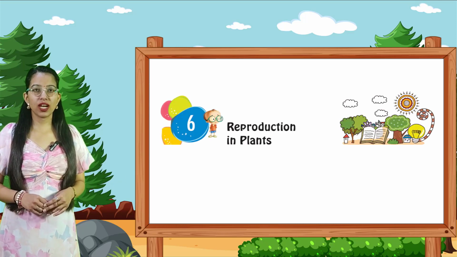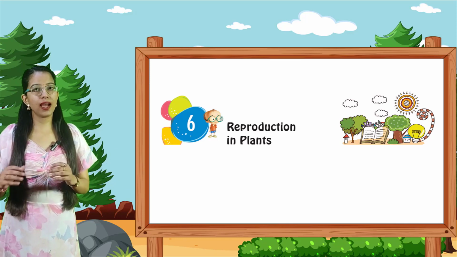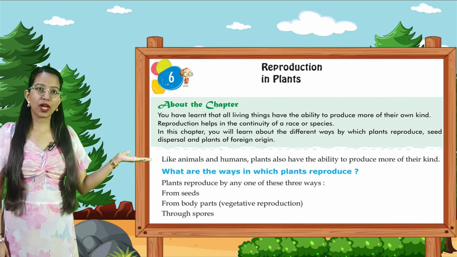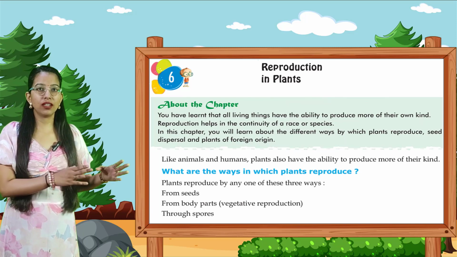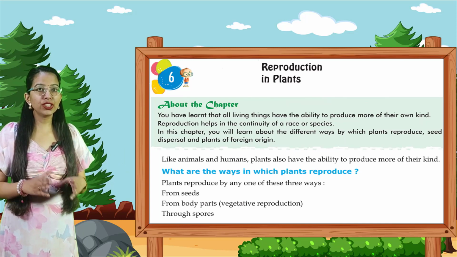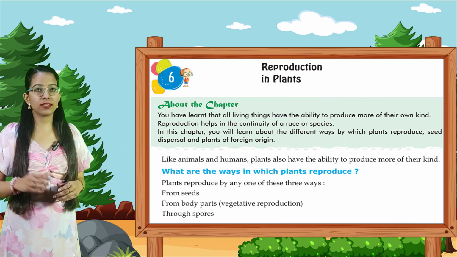Today we are going to start our next chapter. Chapter number is 6, Reproduction in Plants. Open your books, students. About the chapter, you have learned that all living things have the ability to produce more of their own kind. Reproduction helps in the continuity of a race or species.